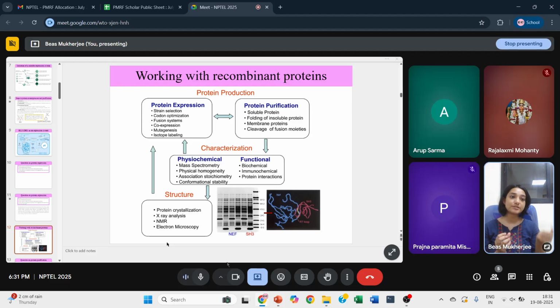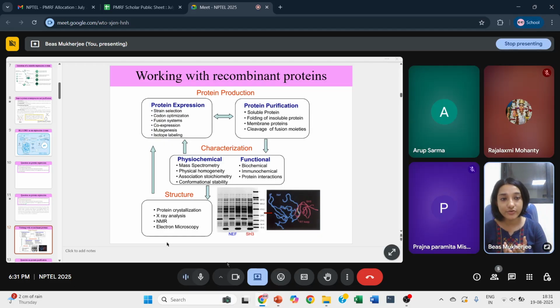Co-expression, you can express this protein with another protein, and mutagenesis, you can introduce mutations into the protein, and isotope labeling. So let's say you're making samples for NMR spectroscopy. Then what you will do is, instead of normal nitrogen, you can introduce N15. Instead of normal carbon, you can introduce carbon 14, etc.